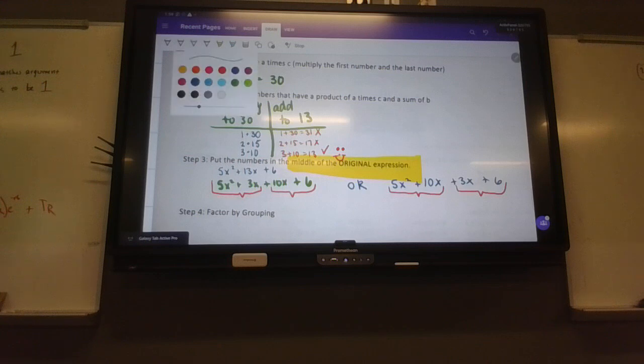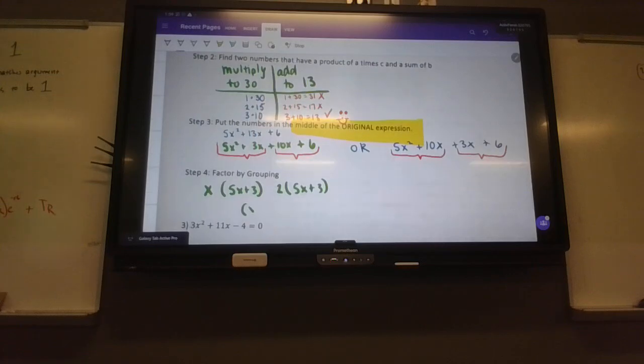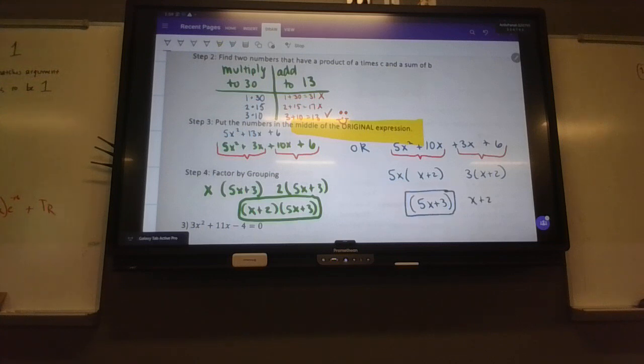In the first way, the GCF is x, and you have 5x plus 3. The GCF is 2, and you have 5x plus 3. And then your answer is x plus 2, 5x plus 3. In the other way, your GCF is 5x. Your GCF is 3. You get to pick which way you want to go. You don't have to do both.